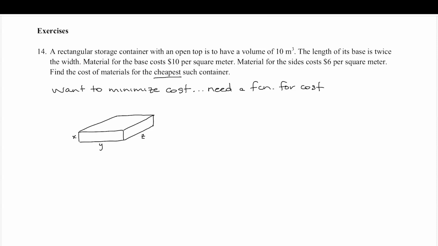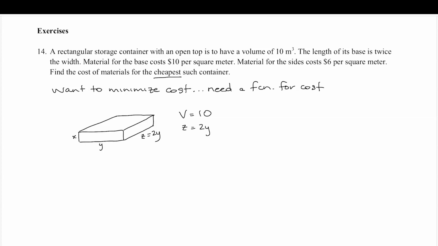Now we're told that there's no top on this, but there is a bottom, which is not really visible in the picture. And the volume is supposed to be 10 cubic meters. It says the length of the base is twice the width. So I'm going to say the width is y, and so the length of the base, which I would say is z, is twice the width. So I'm going to relabel my diagram with that dimension, the length of the base, to be 2 times the width value of y.